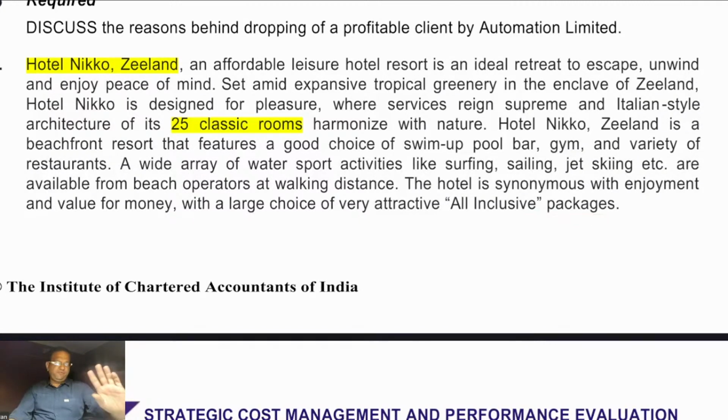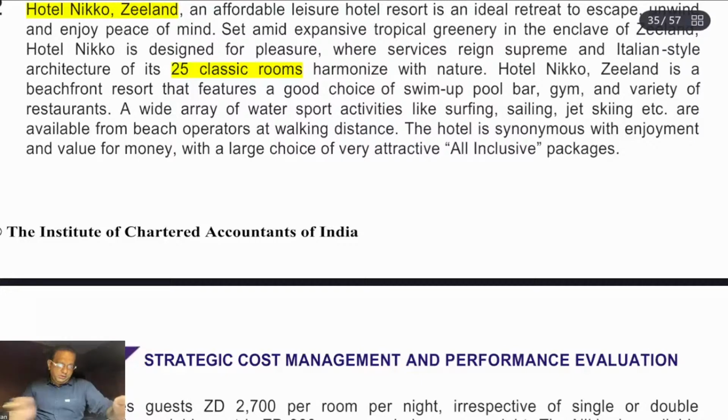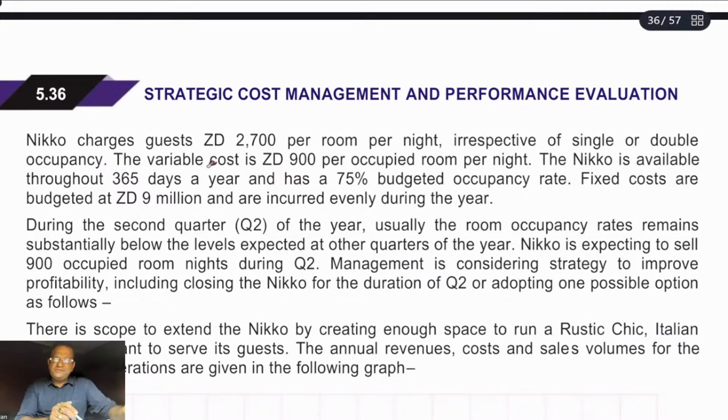Okay. So basically, two main details are relevant for us in this particular para: the name of the hotel and area, and the capacity of the hotel, which is 25 classic rooms. The hotel charges guests, this is the current fee in Zealand, 2,700 per room per night.